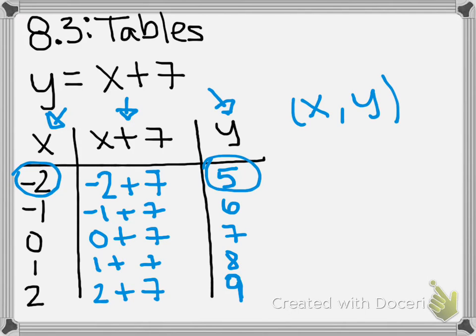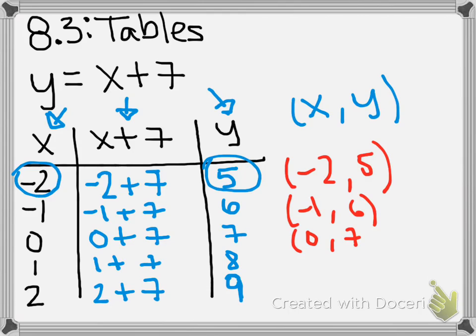So, if we write the coordinates, we have (-2, 5), (-1, 6), (0, 7), (1, 8), and (2, 9). Now, once we have those 5 points, we can use them to graph our line.